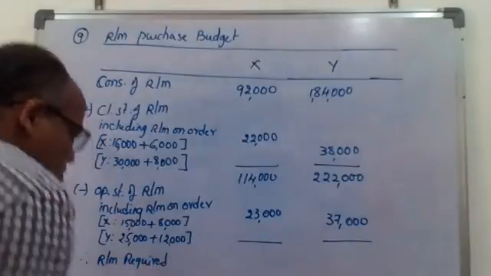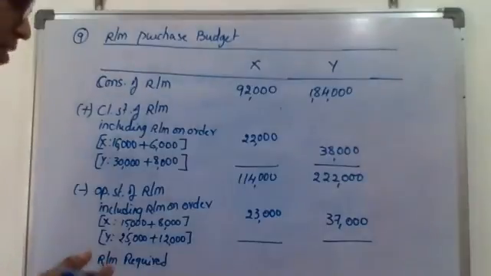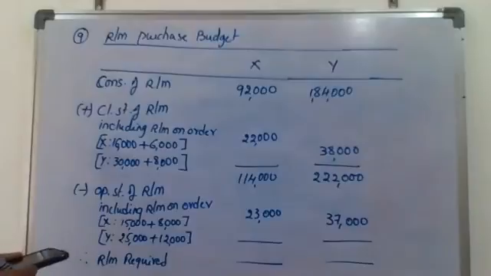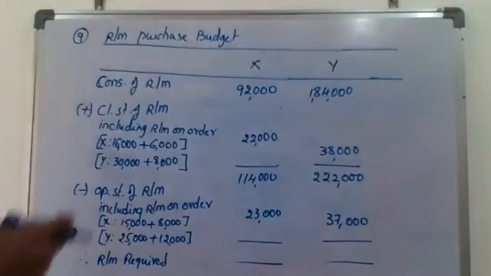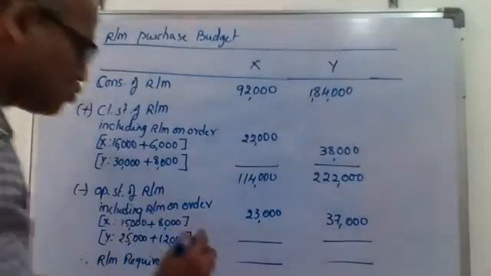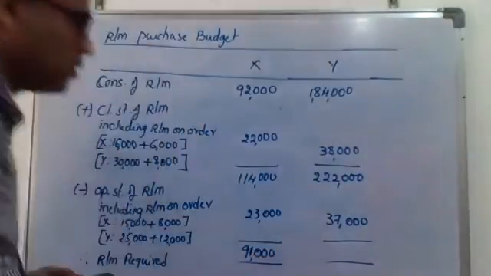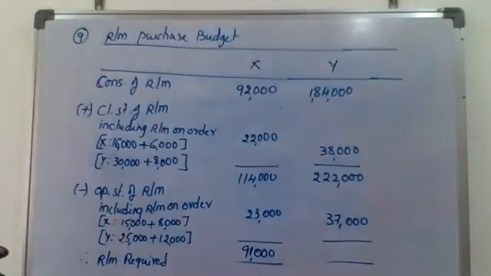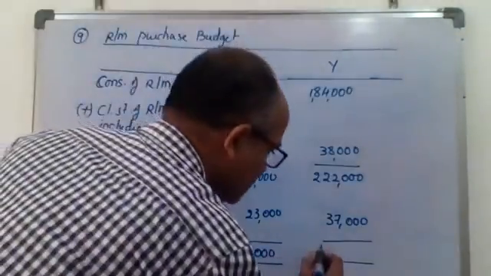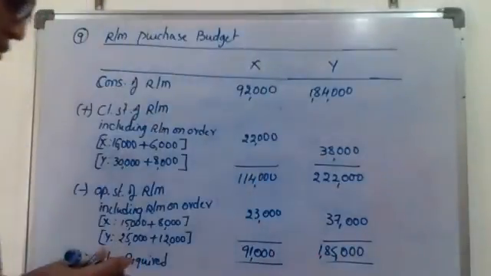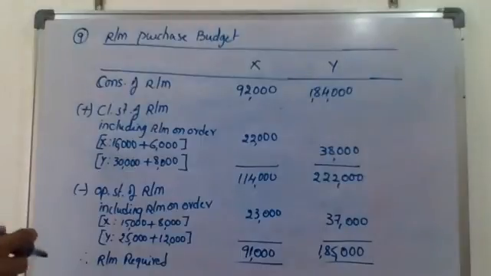So raw material required to be purchased will be your answer. It is 1,14,000 minus 23,000, which comes to 91,000, right? And 2,22,000 minus 37,000 comes to 1,85,000. This is what we have in the raw material budget.